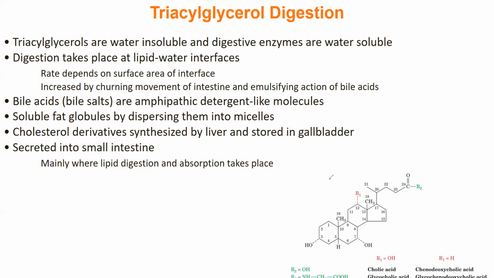On the right here, that's just a picture of a bile salt. You can see cholesterol right here by the four rings. These R groups just tell you what could be on there. You don't need to memorize that structure or anything like that.